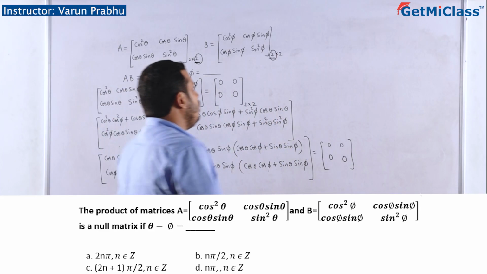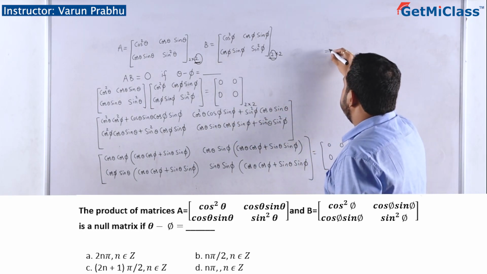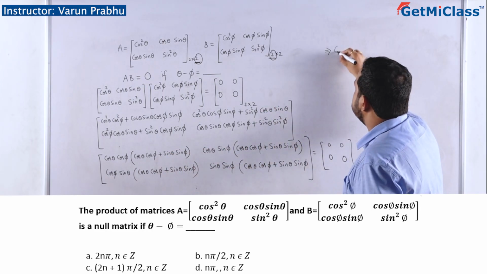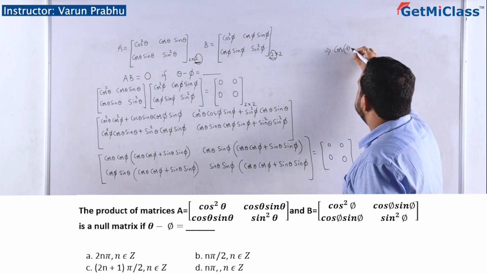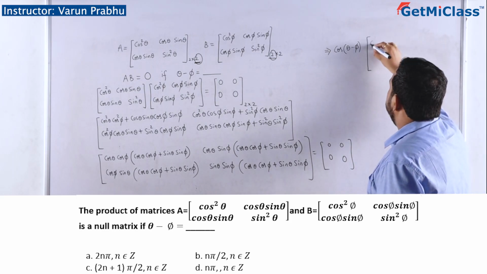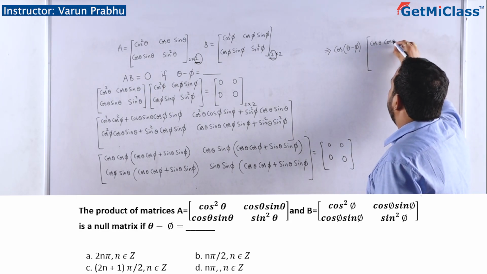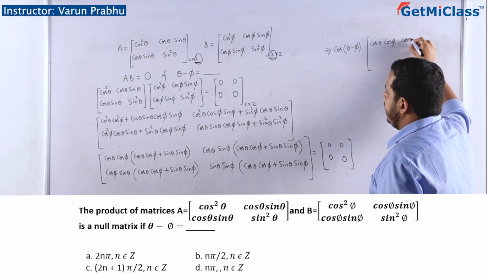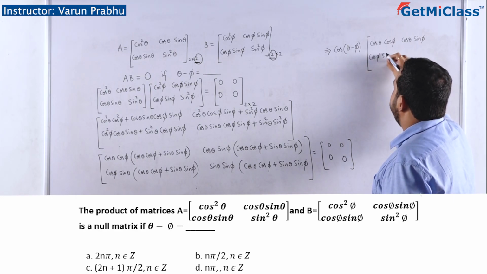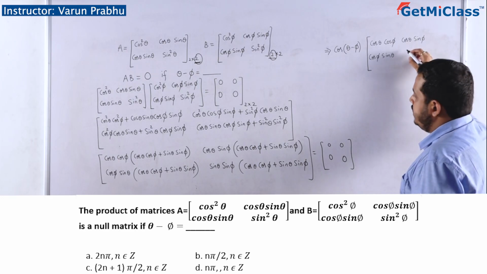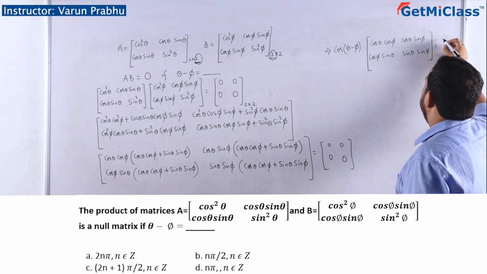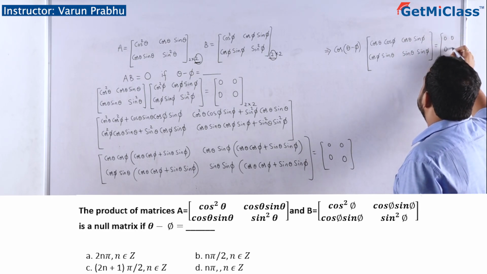So if you can see here, cos theta cos phi plus sin theta sin phi, this implies everywhere cos A cos B plus sin A sin B can be written as cos of A minus B. So I can write this as cos of theta minus phi, that if I take out common, then cos theta cos phi, cos theta sin phi, cos phi sin theta, and sin theta sin phi should be equal to 0, 0, 0, 0.